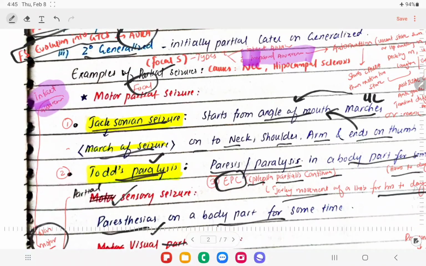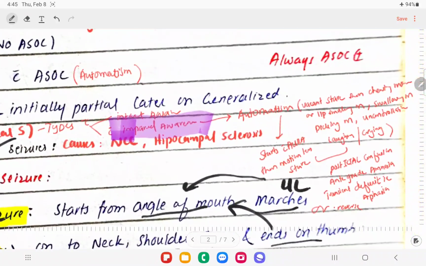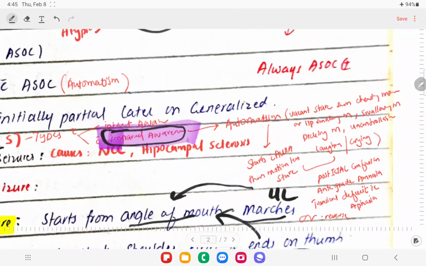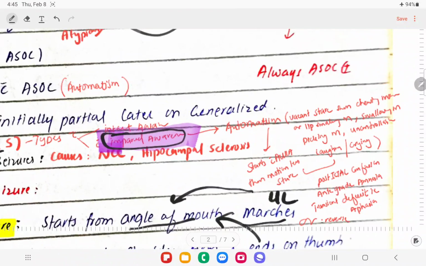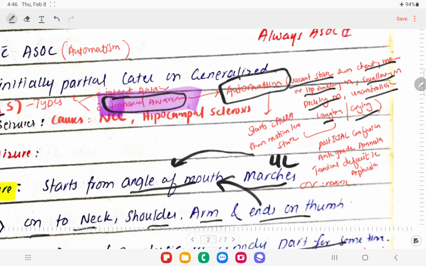Non-motor focal seizures. So in impaired awareness, the patient will be having one seizure that is called automatism. In automatism, there will be a vacant stare first, and then the patient will start chewing. There will be lip smacking movement, swallowing movement, and picking movements. There can be uncontrollable laughter or crying. So it actually starts with the motionless stare.